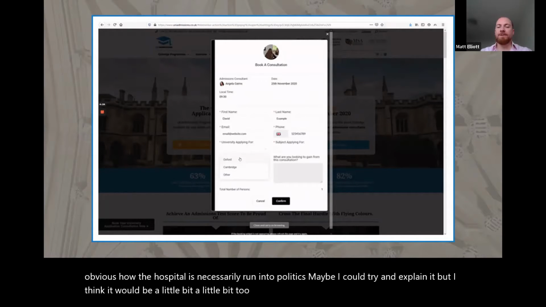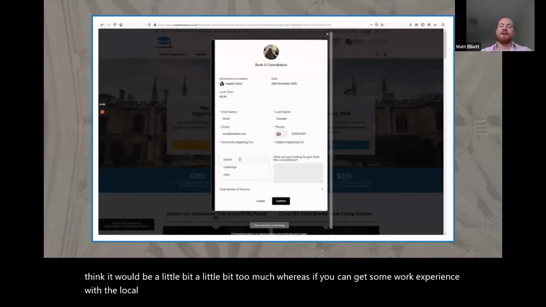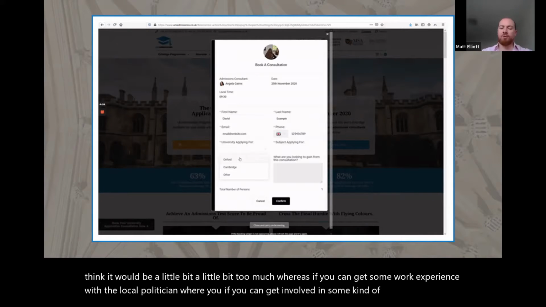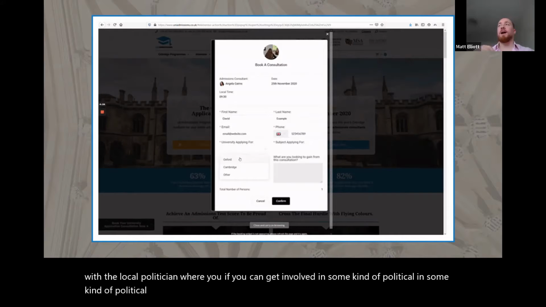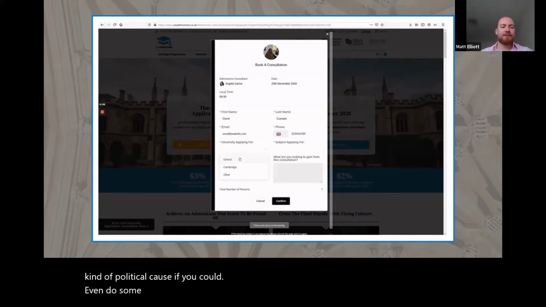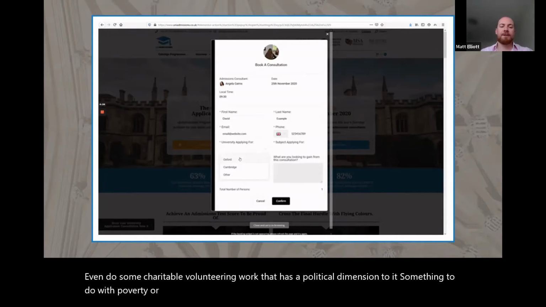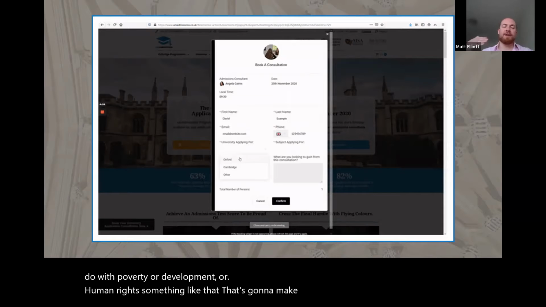Whereas if you can get some work experience with a local politician where you are, if you can get involved in some kind of political cause, or even do some charitable or volunteering work that has a political dimension to it, something to do with poverty or development or human rights, that's going to make it much easier for you to draw that connection.